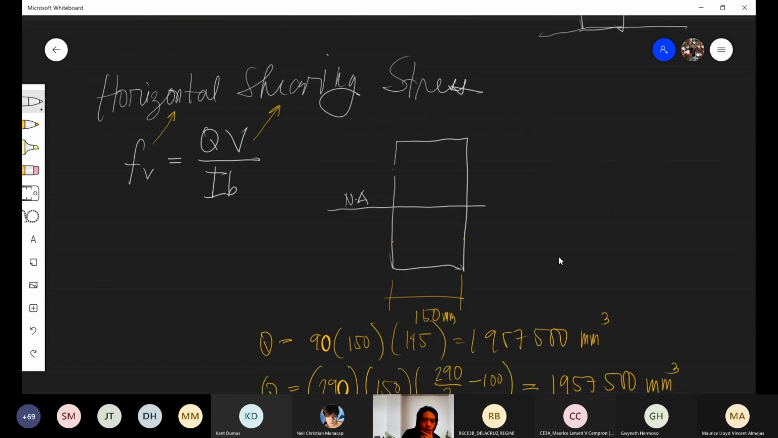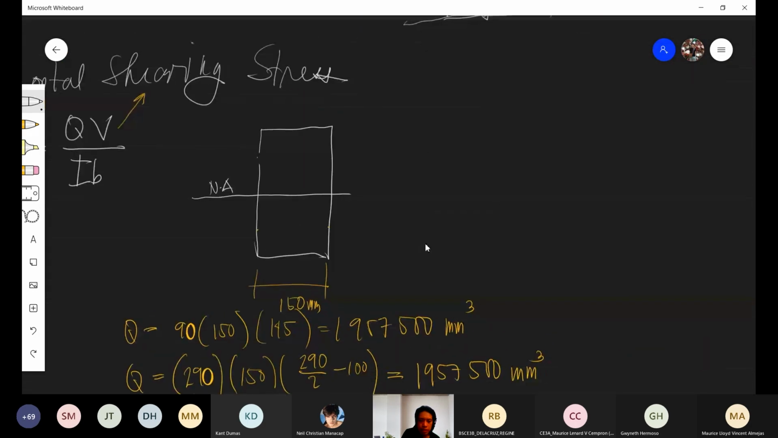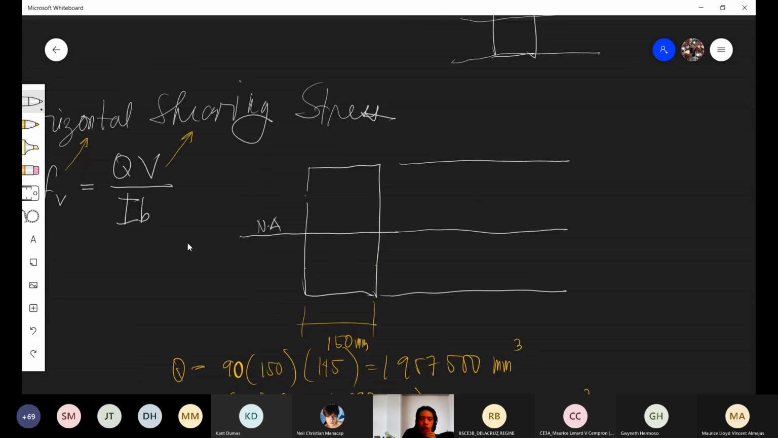You know, what is the stress diagram for the horizontal shearing stress? Okay, let's project it. Take note.